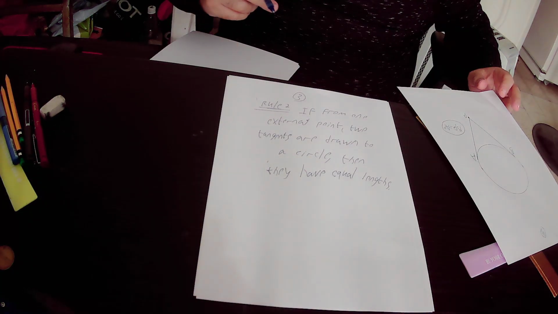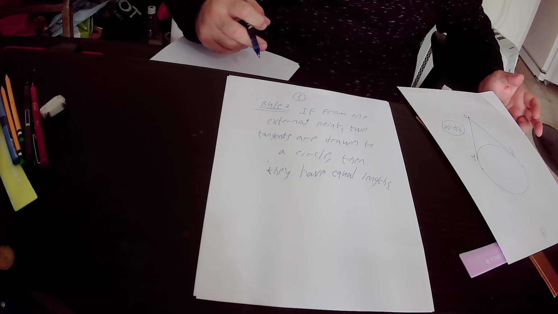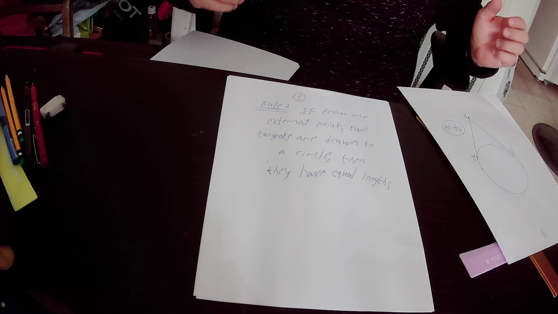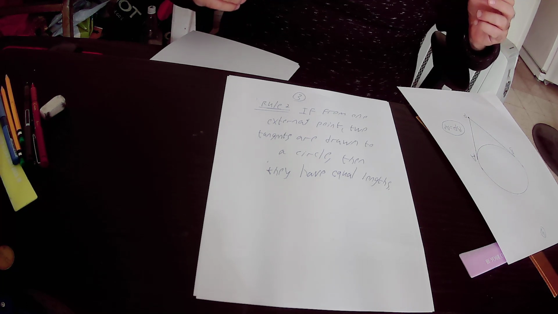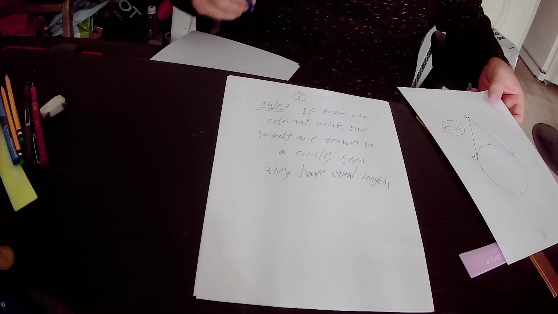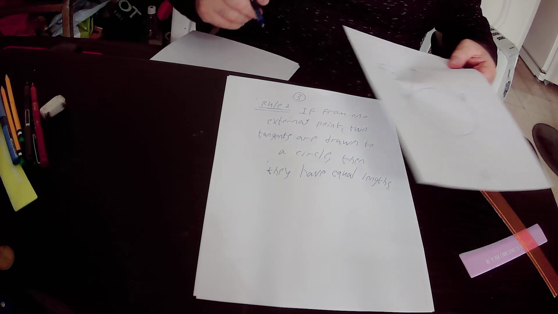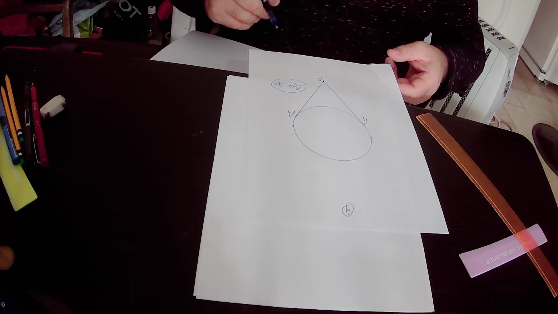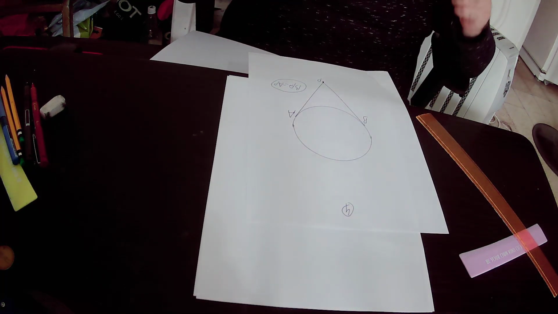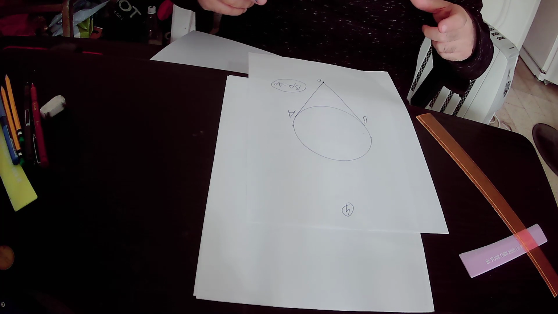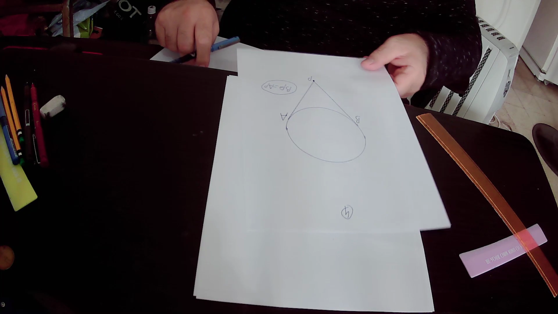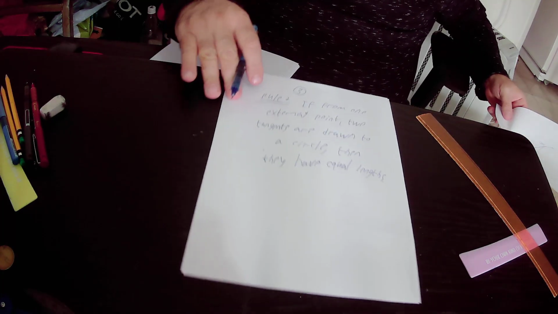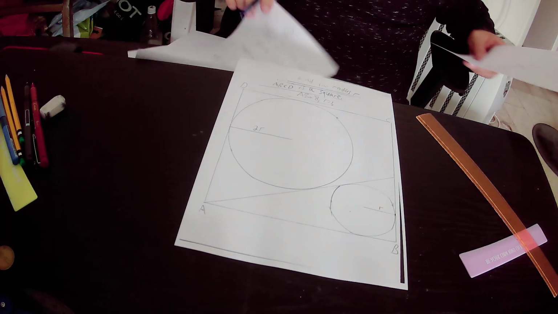So if for one external point, two tangents are drawn to a circle, then they have equal lengths. Whenever you draw two tangents from one external point to a circle, then the lengths of those two tangents will be equal to each other.